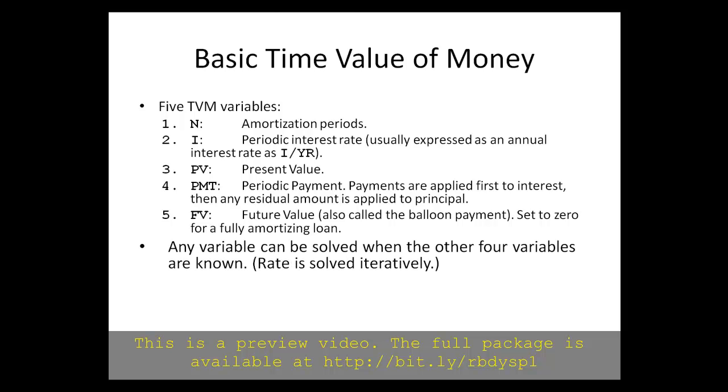Any variable can be solved when the other 4 variables are known. Rate is solved iteratively. The other 4 variables are solved with a direct algebraic equation. Cash flowing in is positive and cash flowing out is negative.